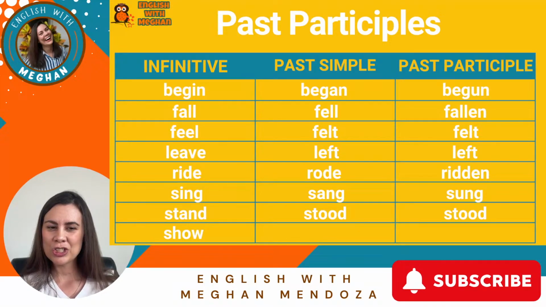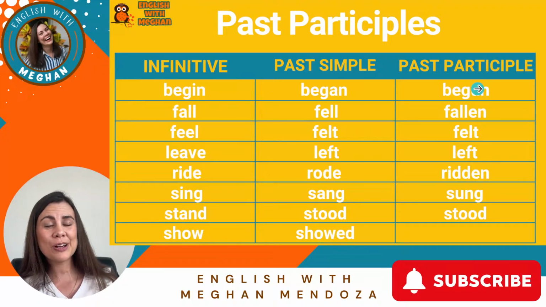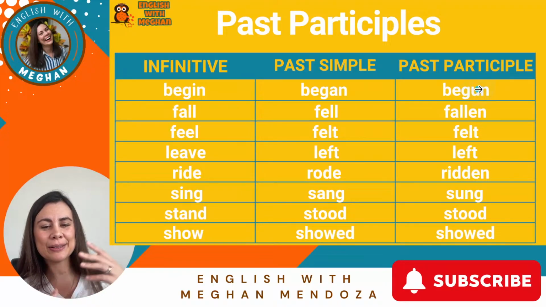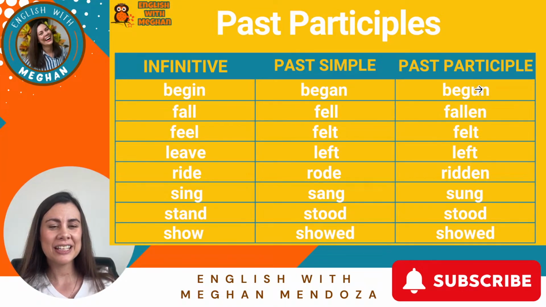All right. Next and last one is show. Okay. Show. The past simple is showed. And the past participle is showed again. Easy peasy lemon squeezy. So I'm very proud of you.